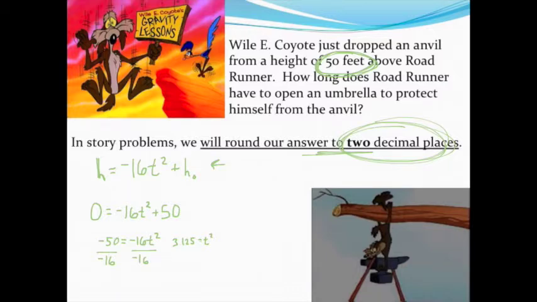So to finish this one, I'm going to get out my calculator and take the square root of 3.125, and I'm going to get an answer of approximately 1.77 seconds. So I have a little under 2 seconds to get out of the way of that anvil. Now, we'd said there's always two answers, and that's true in a math problem. In this case, though, in a real-life application, there's no such thing as negative time, so I do just have my one positive solution of 1.77.